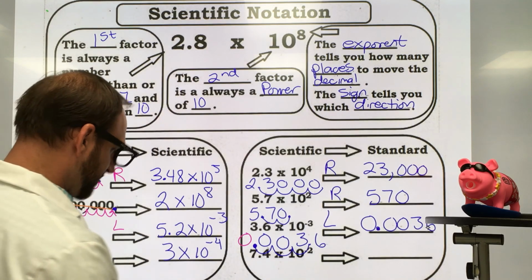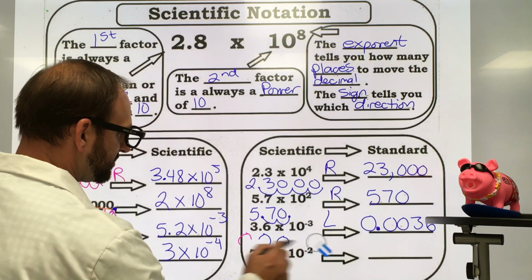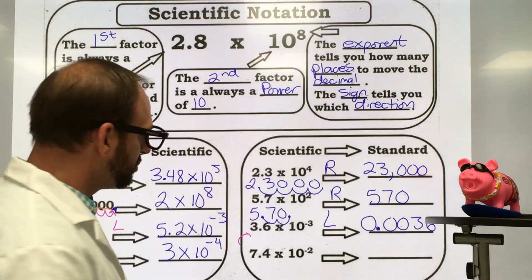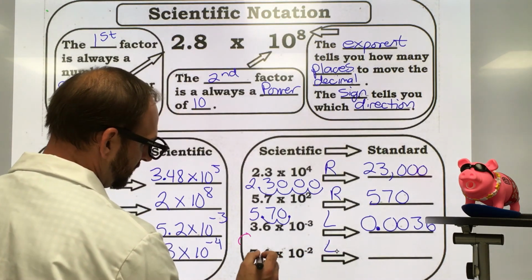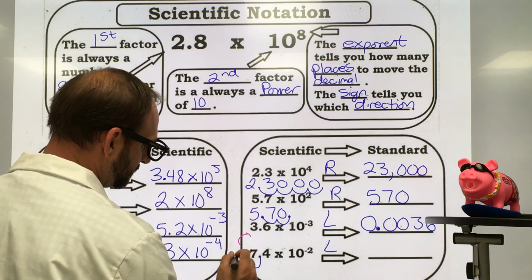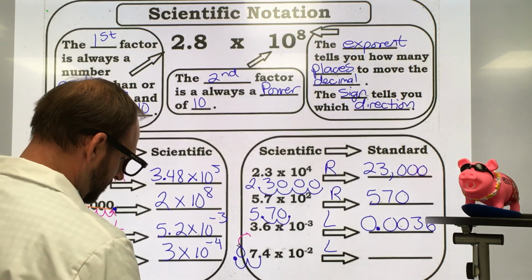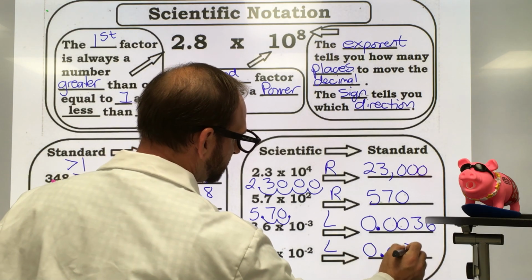Our last example, and it's somewhat covered up with my hops there. I'm going to erase that. I'll just erase that whole thing. 7.4 times 10 to the negative 2. So again, I've got a negative exponent. I'm going to be moving that decimal to the left. 1, 2. Fill in the gap with a 0. My final answer, 0.074.